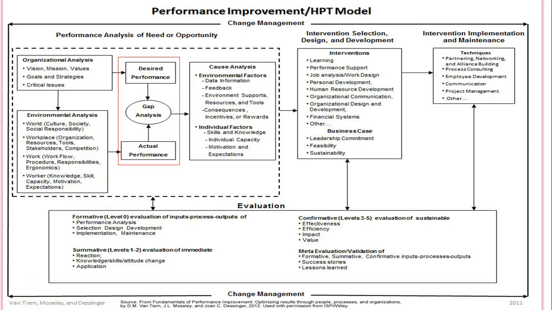Now you can see where we are within the performance improvement HPT model. You can see that we've already conducted the situational analysis, the organizational analysis, and the environmental analysis. These have helped us really figure out the vision, mission, values, the goals, what's actually happening within these two different case studies, and be able to look at some of the data. Now we move on to the gap analysis.